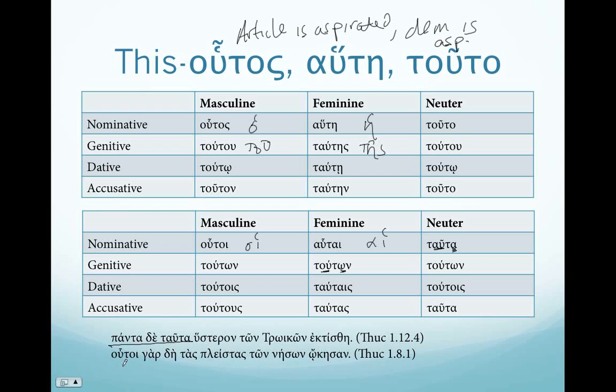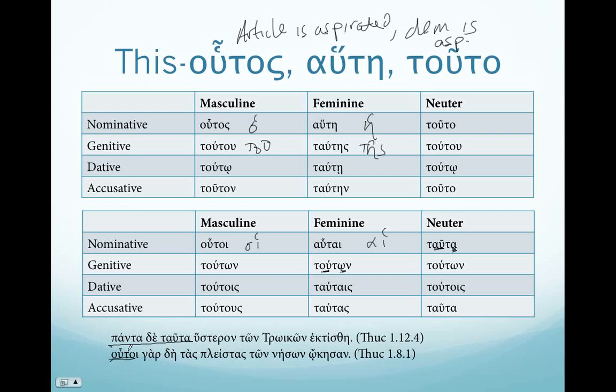Or in the second sentence, hutoi gar de tas pleistas ton neson ekesan. Hutoi, nominative, it's not modifying anything, so we have to supply some kind of adjective, or some kind of noun, like men, since it's masculine. Hutoi. These men, indeed, inhabited the majority of the islands.